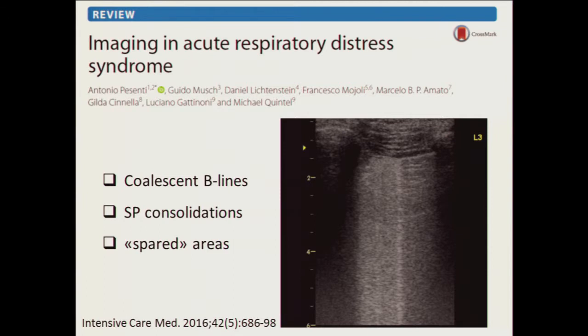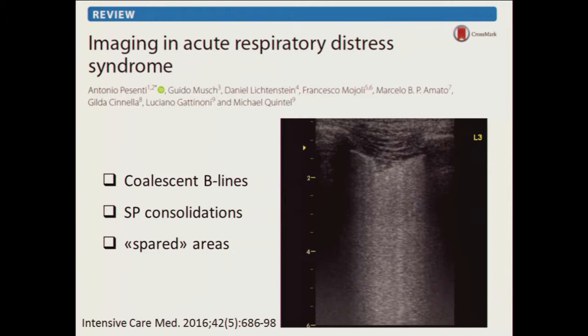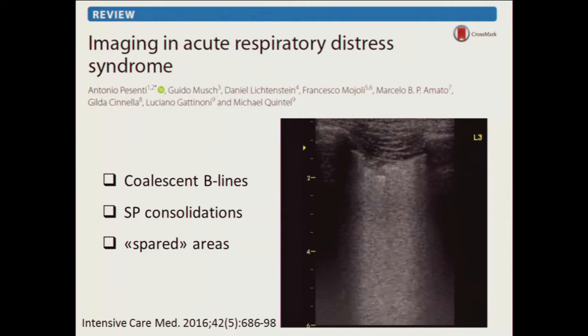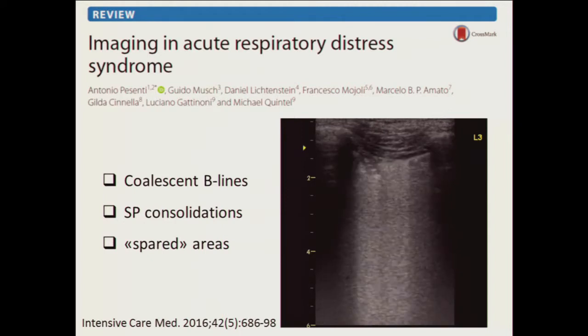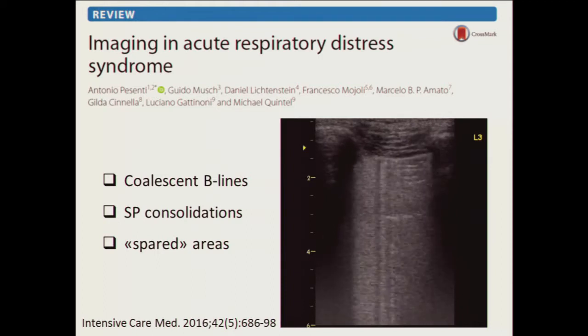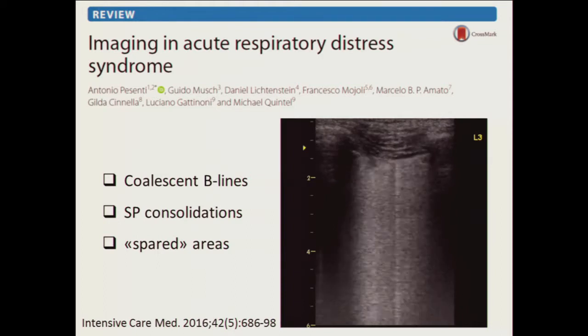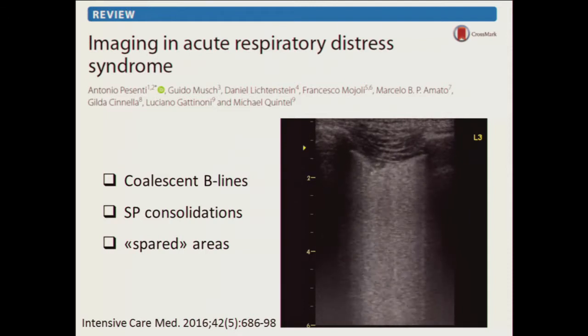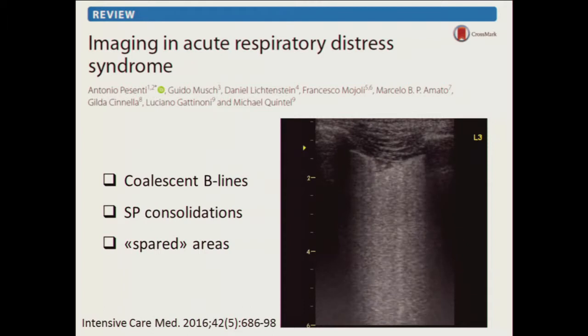Typically, especially in the early phase of ARDS, you can also see coalescence of B lines, small subpleural consolidation that are small anechoic image just below the pleural line, and spared areas. That means that you can see completely normal lung regions just close to deeply involved ones.